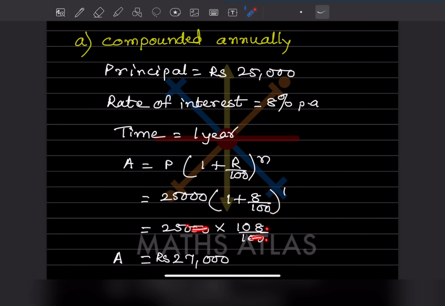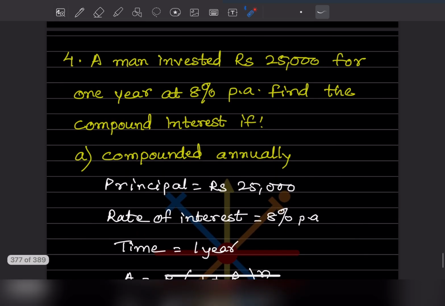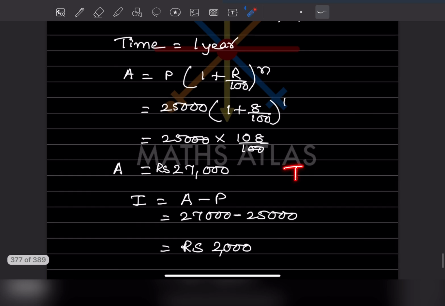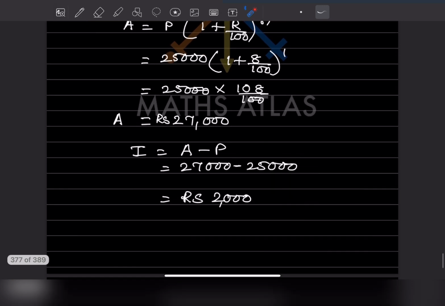When you multiply 250 into 108, that should be 27,000. So A is 27,000. Now what did they ask here? They asked the compound interest. So I, the interest, is amount minus principal. What is the amount? The amount we got as 27,000, and the principal here is 25,000. When you subtract this, you get 2,000. So this is the interest.